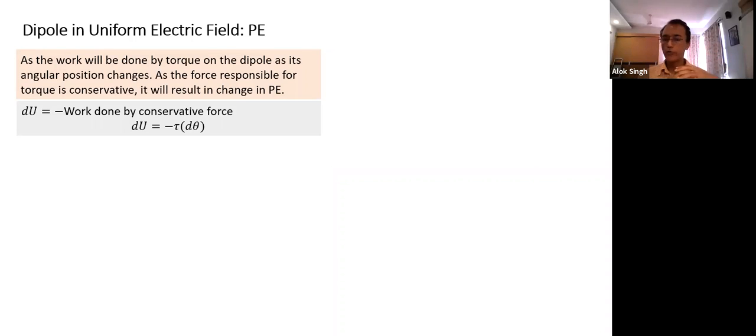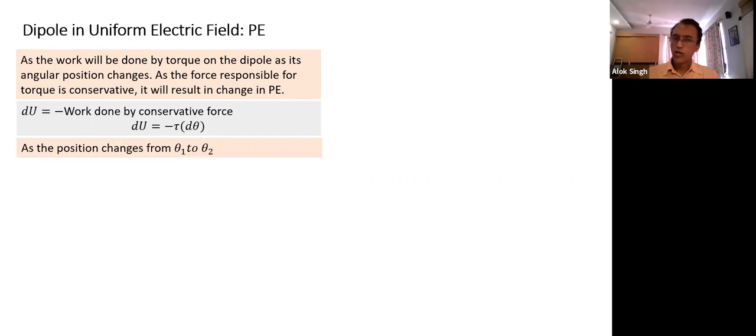If we know the value of tau, we can substitute. For large angular displacement, we integrate from initial angular position to final angular position, we find change in potential energy. Fairly simple. So as the position changes from theta 1 to theta 2, we can calculate change in potential energy corresponding to initial angular position theta 1 and final angular position theta 2. What is theta 1 and what is theta 2 here? What does theta 1 and theta 2 indicate? It gives you angular position of dipole vector with reference to electric field.